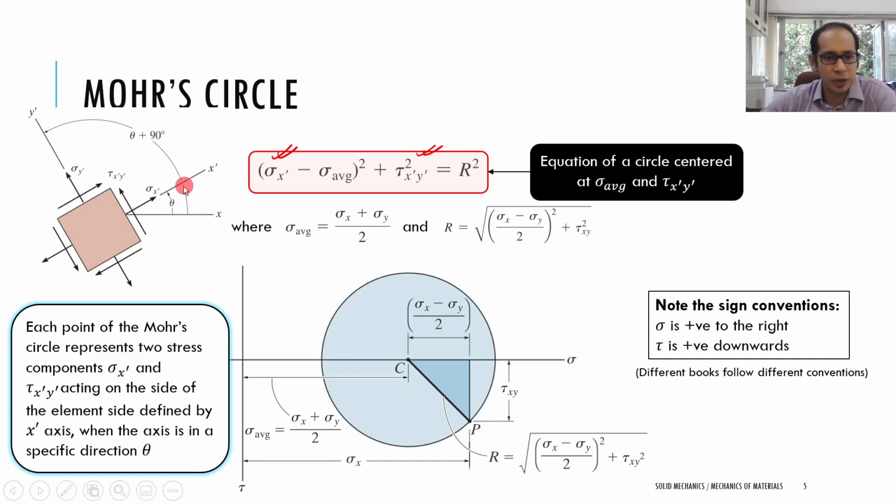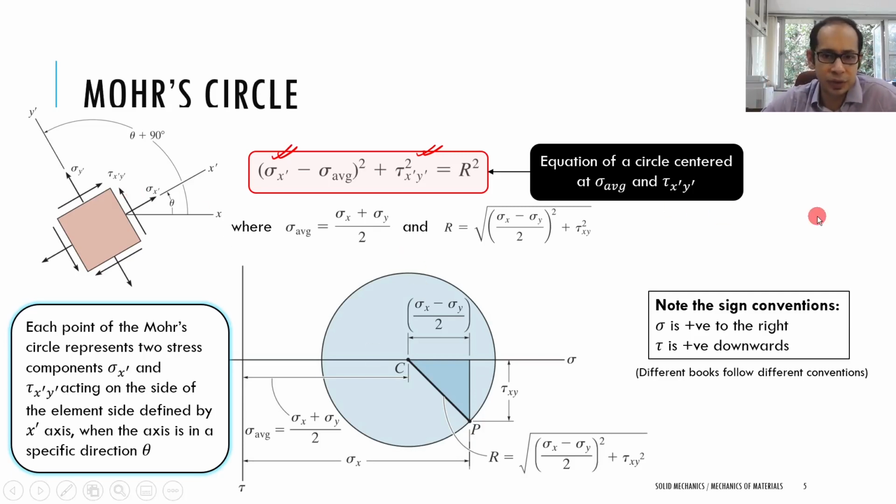When theta is 0, x prime coincides with x, and sigma x prime coincides with sigma x. Very simple, right? Now when x prime rotates by a complete 90 degrees, sigma x prime becomes equal to your sigma y in the original one. We will take a look at that one as well. What I essentially want you to understand is that this x prime axis is free to rotate, and as it rotates you will move to different points along the Mohr circle. Let's go ahead and take a look.